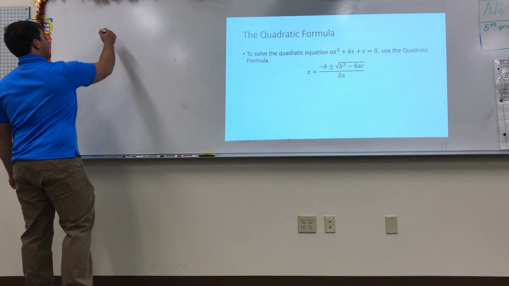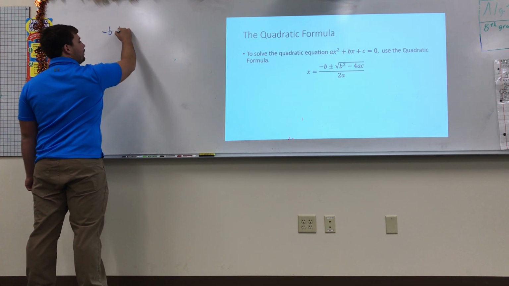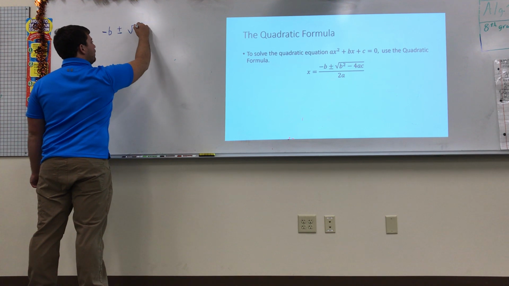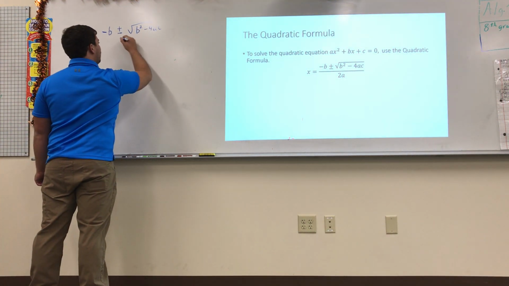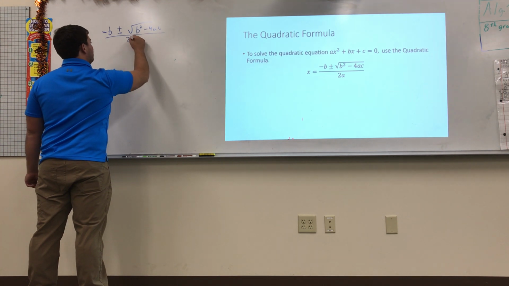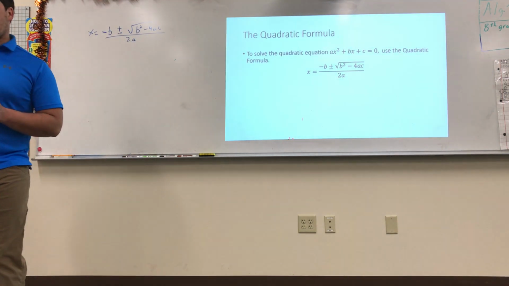So we have negative b plus or minus the square root of b squared minus 4ac all over 2a is what x is going to equal today. Okay?